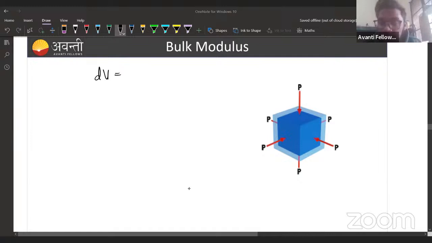If, for example, this light blue cube was the original cube, and from every direction I'm applying force, or I can say I'm applying pressure from every direction, then it will shrink a bit. So what is the equation related to that?